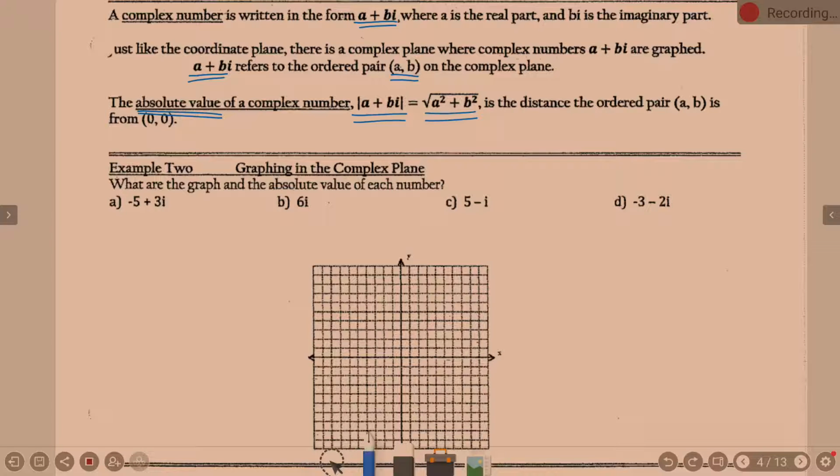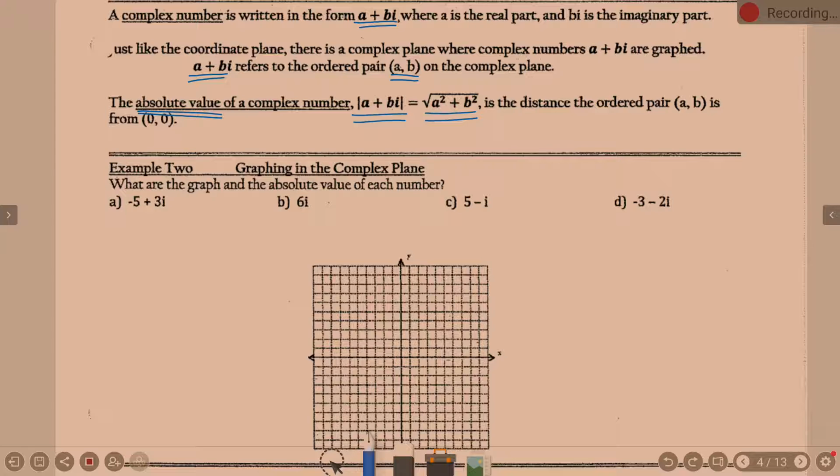Okay? And of course, remember, absolute value is the distance from 0, so that's going to be the distance that ordered pair is from the center, from 0, 0. Okay? So let's look at example 2 here. They ask us to graph it and find the absolute value of the number.